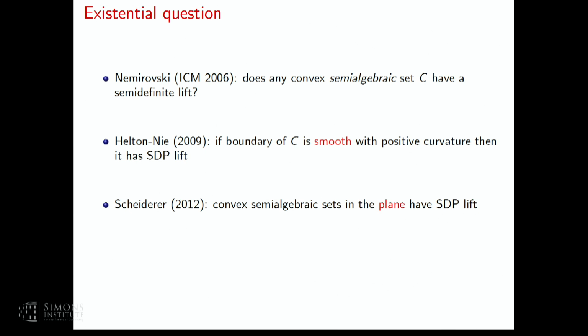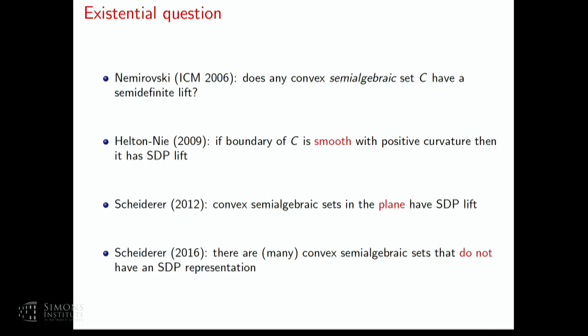There is one case where you can prove this relatively easily, if you look at the convex hull of what we call rational curves. These are curves that have a rational parametrization, and this was a result of Pablo, who showed that these do have an SDP representation. Klaus essentially generalized this to the convex hull of any algebraic curve in the plane. And then very recently, just last year, Klaus showed that there are actually many convex semi-algebraic sets that do not have an SDP representation.